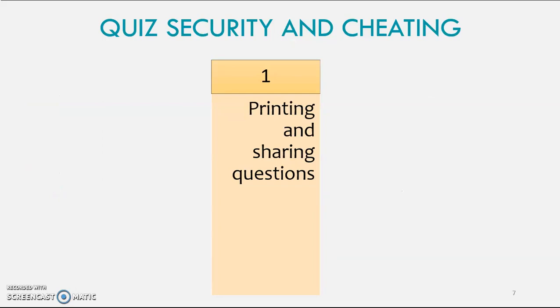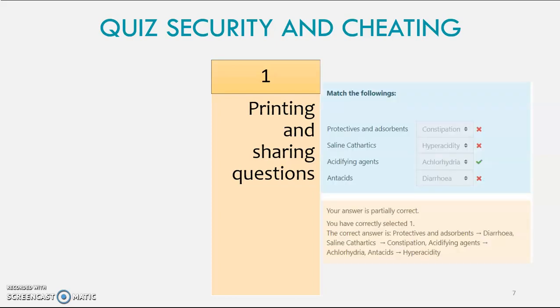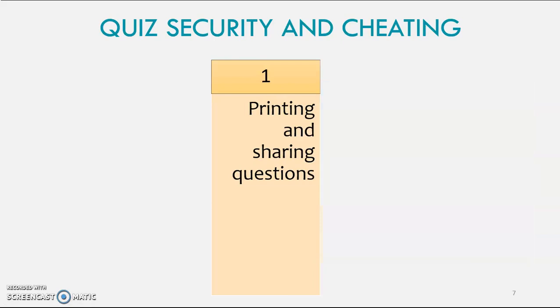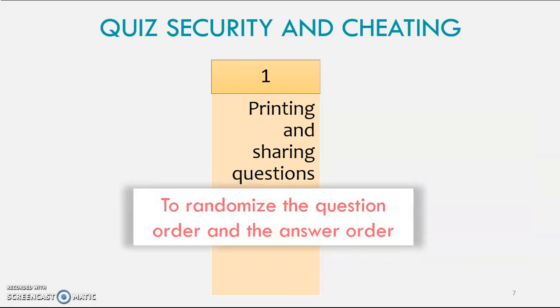So let's see what are the different cheating types done by the students. First is printing and sharing questions. If you have displayed the feedback along with the correct answers, students can take screenshots of the result page and share it with their friends. The key to discouraging this behavior is to randomize the question order and the answer order. It makes a screenshot a lot less useful.